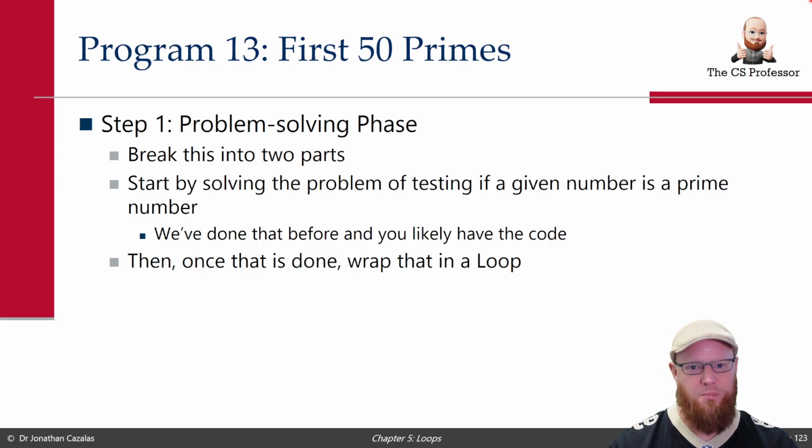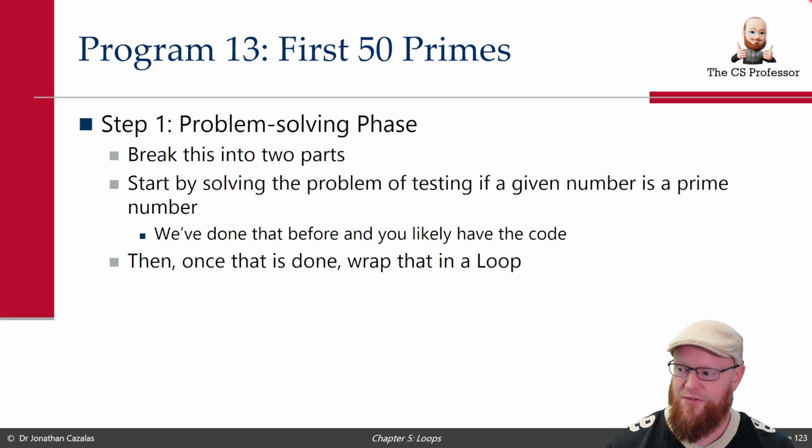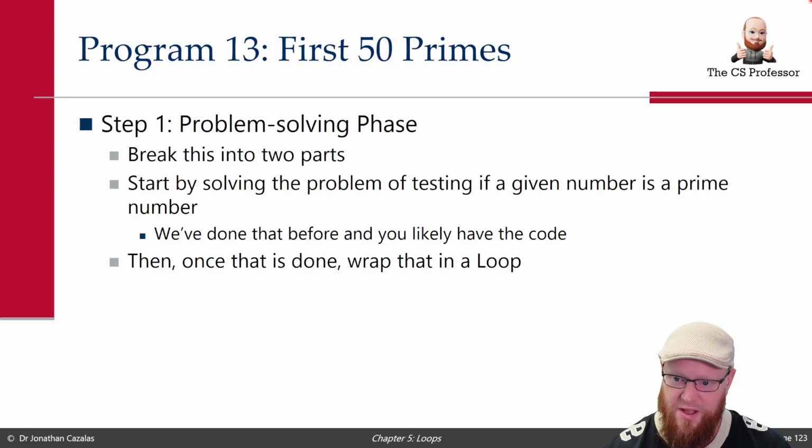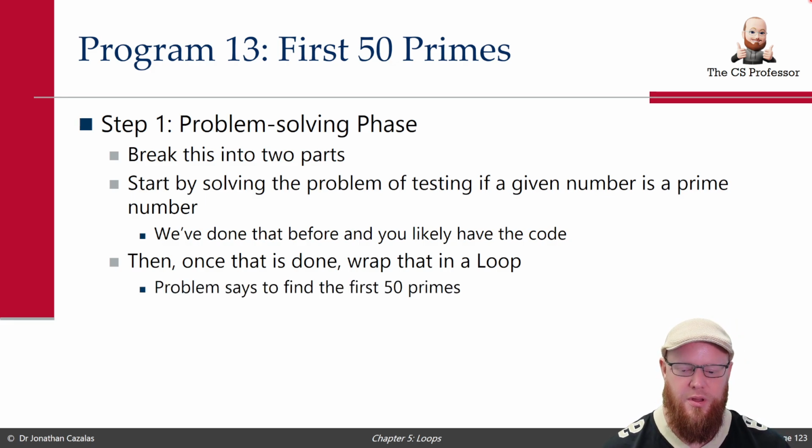But that's not really the purpose of this problem, to identify if a given number is prime, because we've already done that. We want to use that code for testing if a single individual number is prime. How do we use that code to now find the first 50 prime numbers? So we want to start by solving if a given number is prime. We've done that. Once that's done, we want to wrap that in a loop. And now we want to somehow find the first 50 prime numbers.